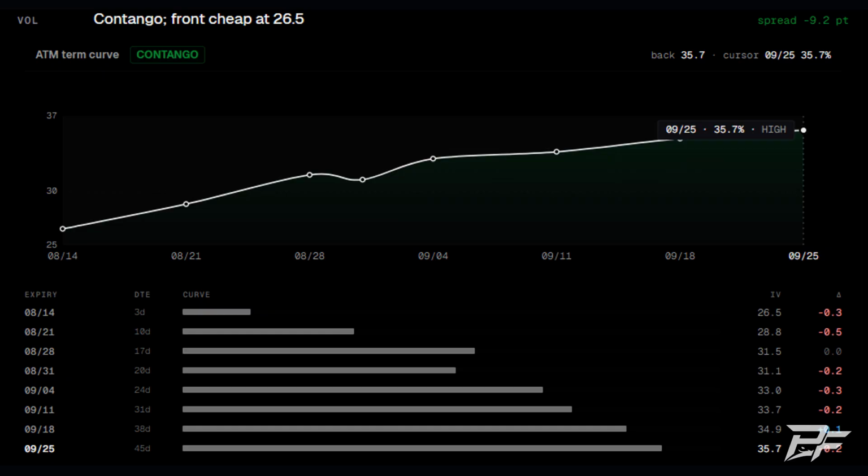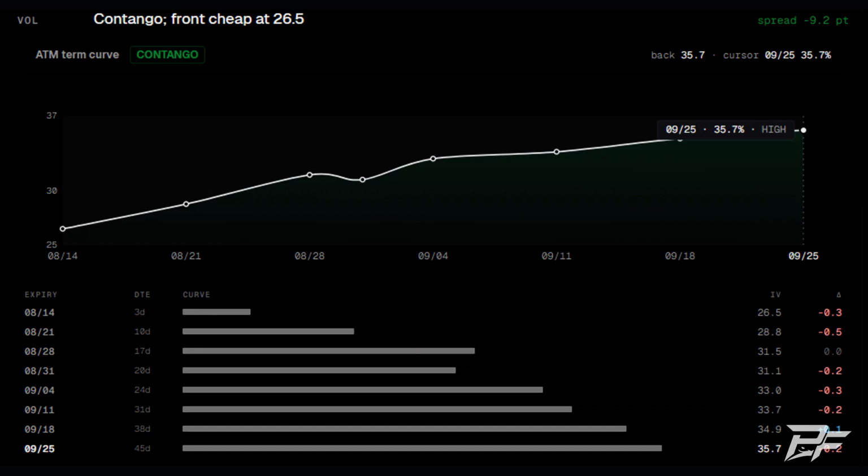Fourth tool, term structure. Plot at the money IV across expiries. Upward sloping, contango, is normal. The future is always a little scarier than today. Inverted, backwardation, means the market is pricing an imminent storm.